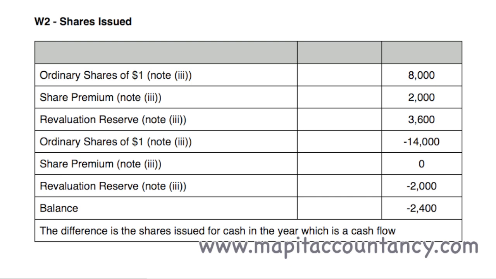The movement on the premium and the reserve, some of it went through the bonus issue. The rest of it, the balancing figure, was the cash that has been issued in the year. That is our cash flow. And of course, if we issue shares, we do that for cash, so we get cash into the business.